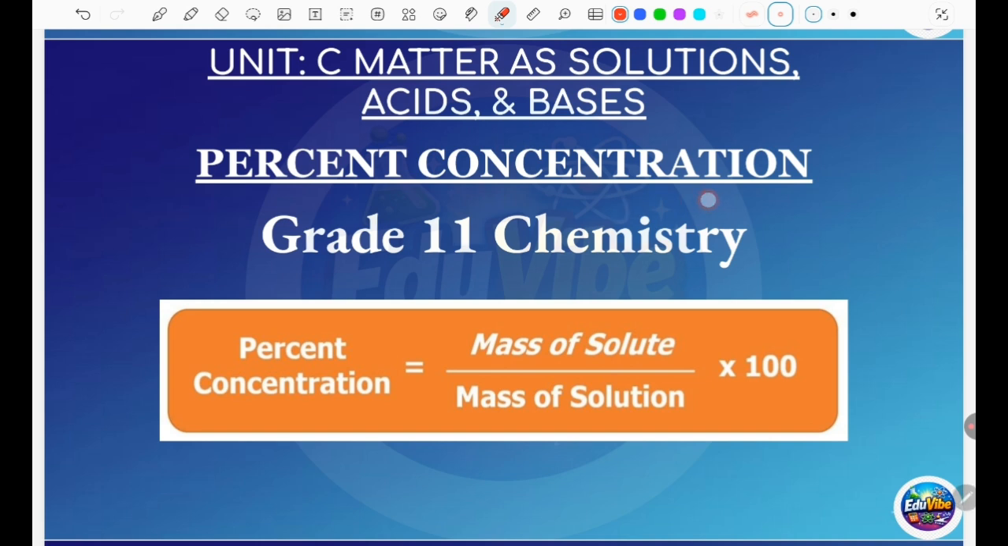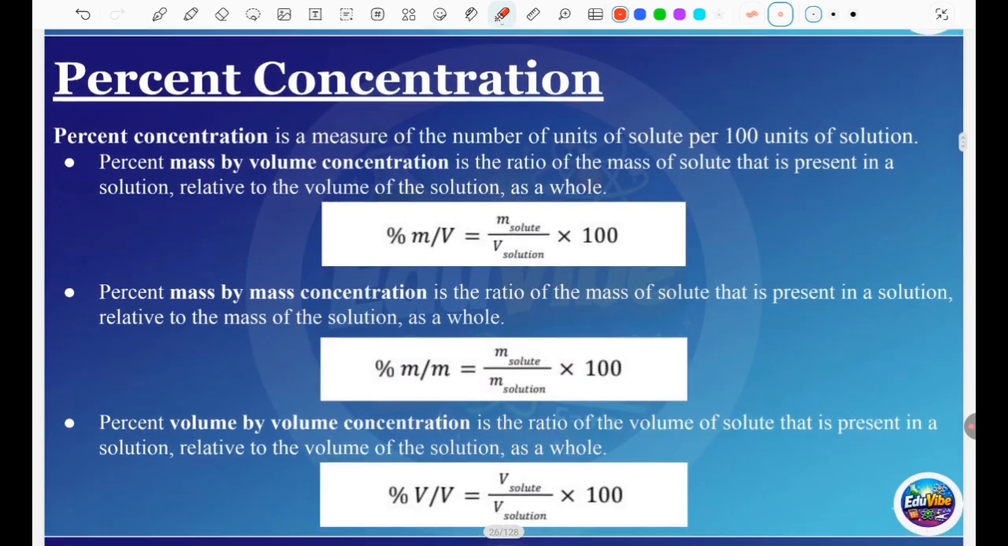In the previous classes, we completed the past solution, solubility, and the molar concentration. This is again the percent concentration, the concentration in percentage. So it's volume by volume, mass by mass, or mass by volume. These are three types of concentration in percent.